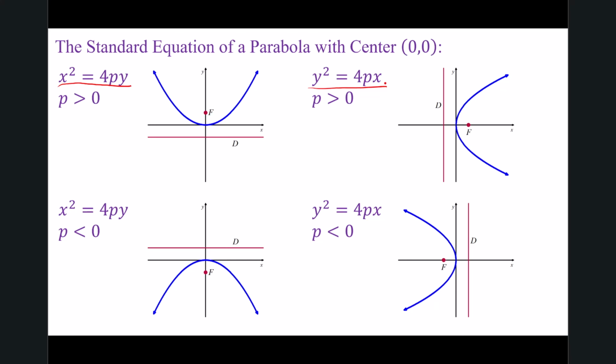So if I have a parabola that opens up or down, then the x is the part that's squared. So x squared equals 4py. If p is positive, the parabola opens up, and if p is negative, the parabola opens down. If I have the y squared in the equation, so y squared equals 4px, the parabola will open right or left. If p is positive, the parabola opens to the right, and if p is negative, the parabola opens to the left. Notice the parabola opens around the focus, and the directrix then is outside the parabola or on the other side.